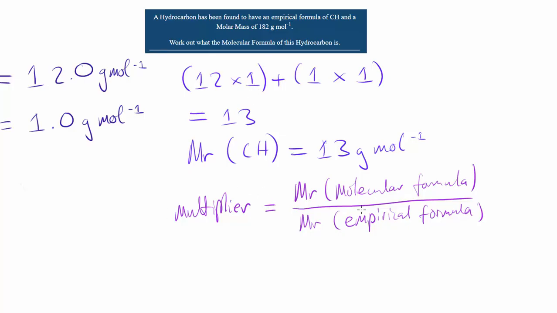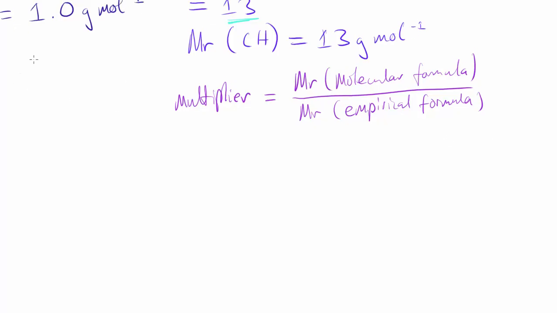That's going to give us our multiplier, and in this case that is 182, which you have in our question, divided by 13. If you work that out, you would find that it gives 14. So our multiplier is 14x. That's the multiplier we need to apply to the empirical formula to get to our molecular formula.